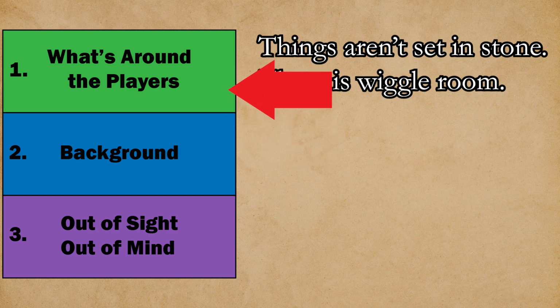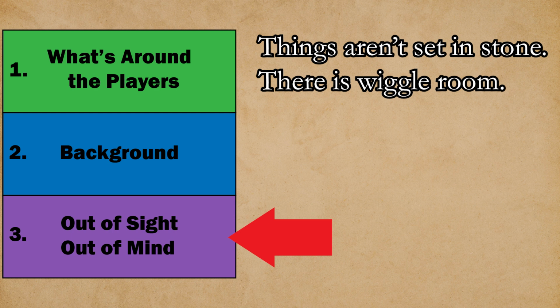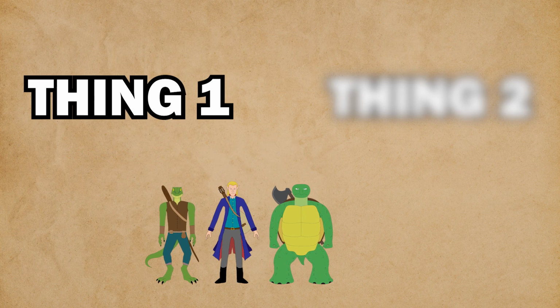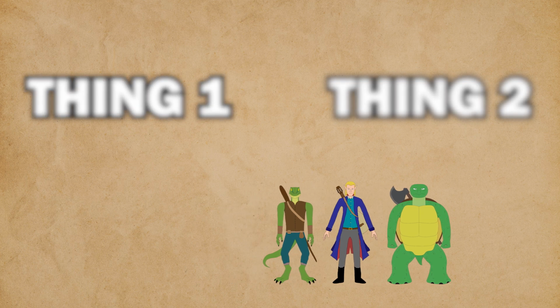Sometimes things can move from one tier to another depending on how the story is progressing. As the players make their way through the world, some things become more relevant, and other things fade into the background.